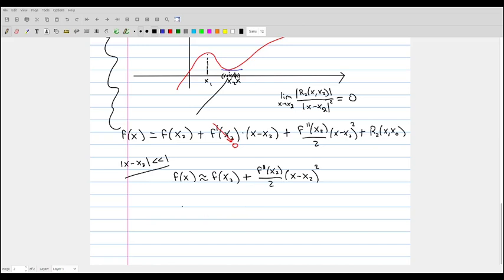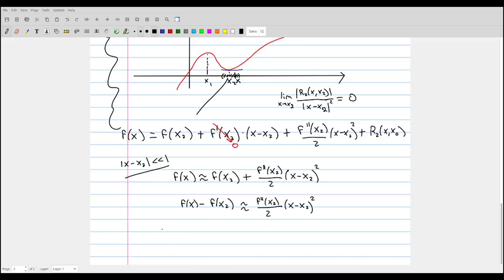And what that means is that f of x minus f of x2 is approximately equal to the second derivative at x2 over 2 times x minus x2 squared. And then our condition for local minimum, for x2 being a local minimum, is directly satisfied if a certain condition on the second derivative is satisfied.